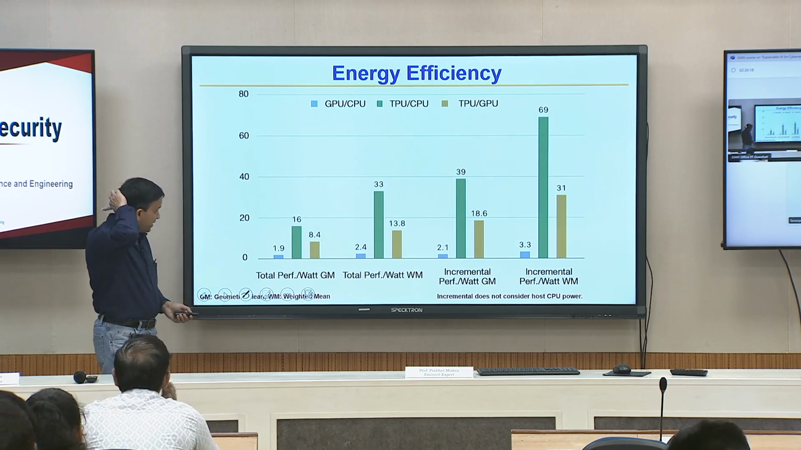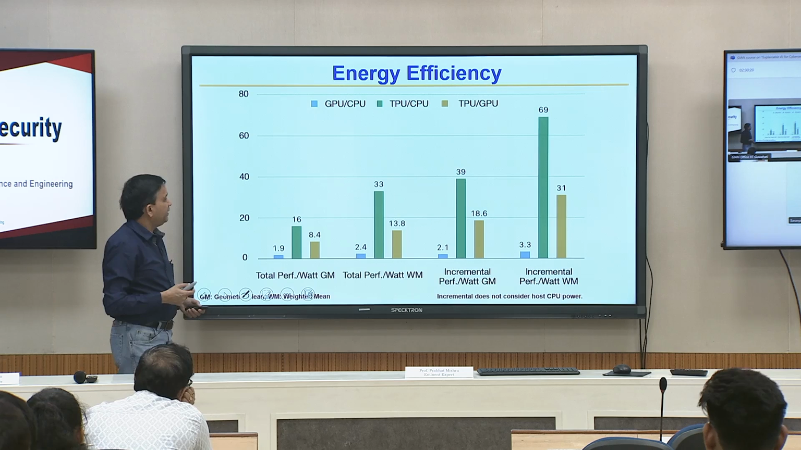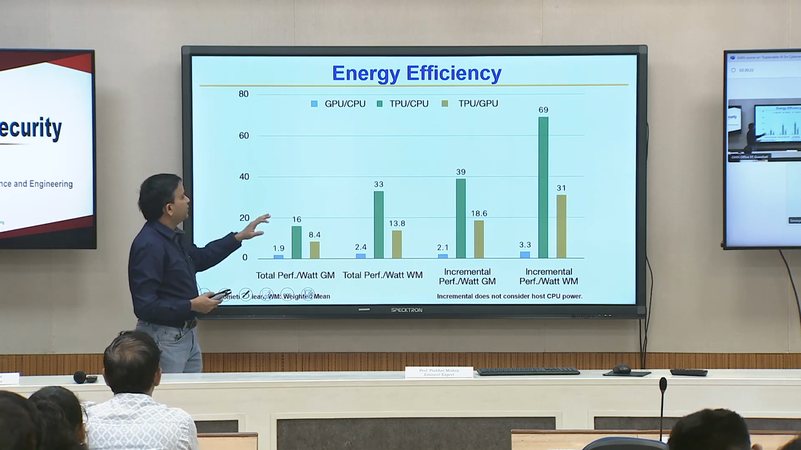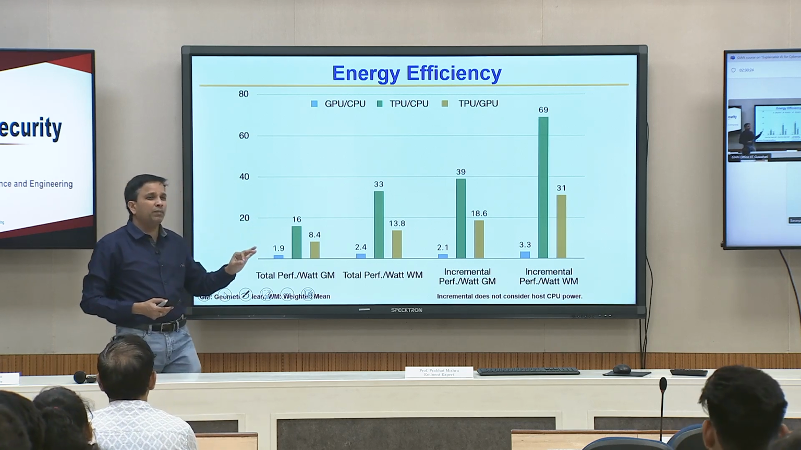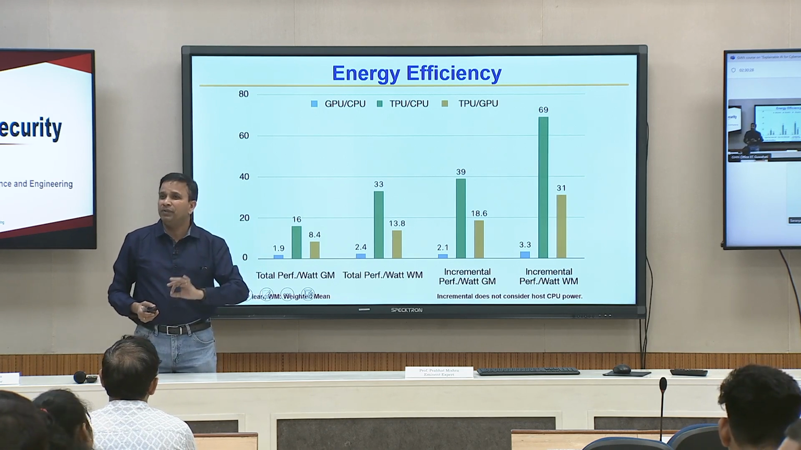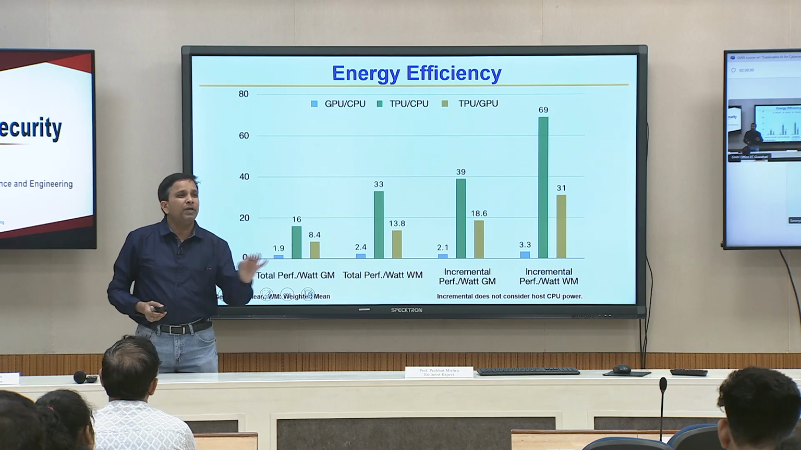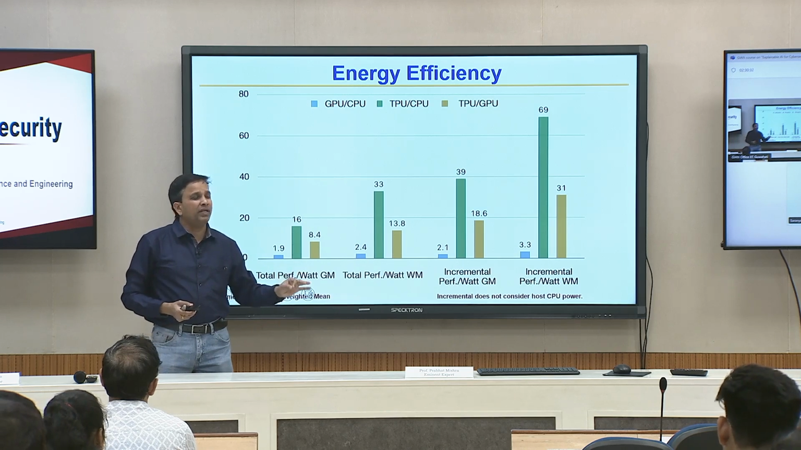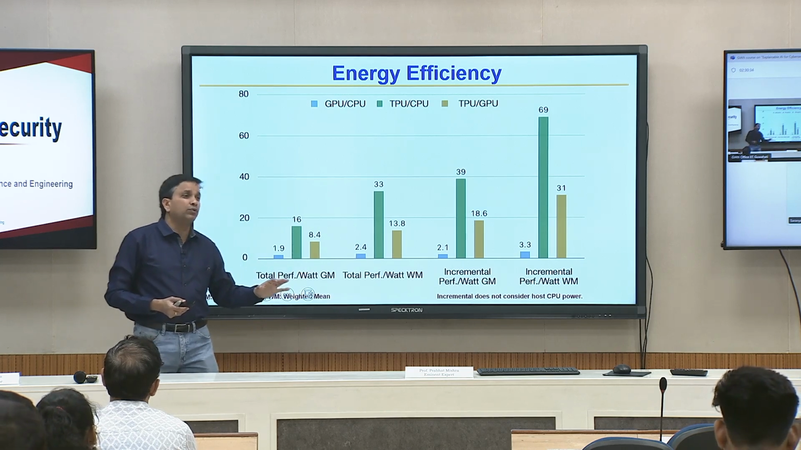Now, how well does it work? I want to highlight how well it works. Of course, remember this particular program is a little biased towards TPU, because I picked model distillation. If I pick Shapley value analysis or something else, then GPU would be so much better.